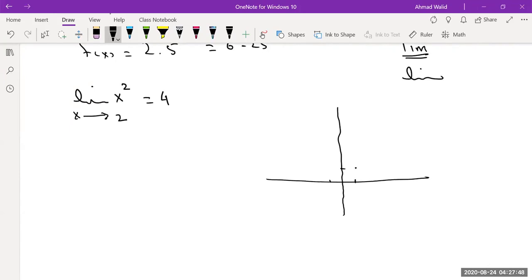Negative 1, 1, because I want to graph y equal x squared. 2 and 4, and negative 2. The graph is actually a parabola, right? In this example.